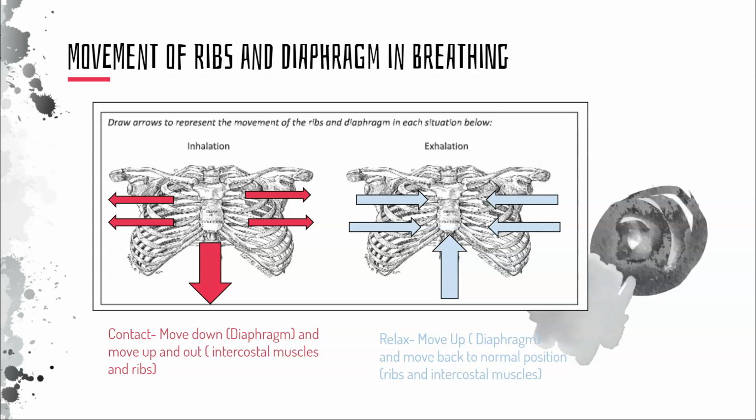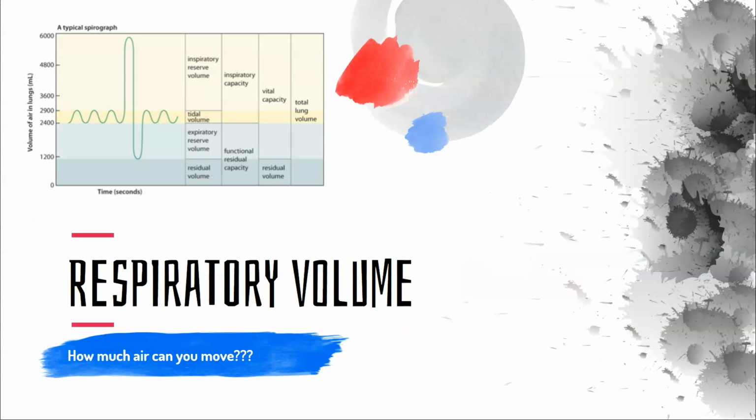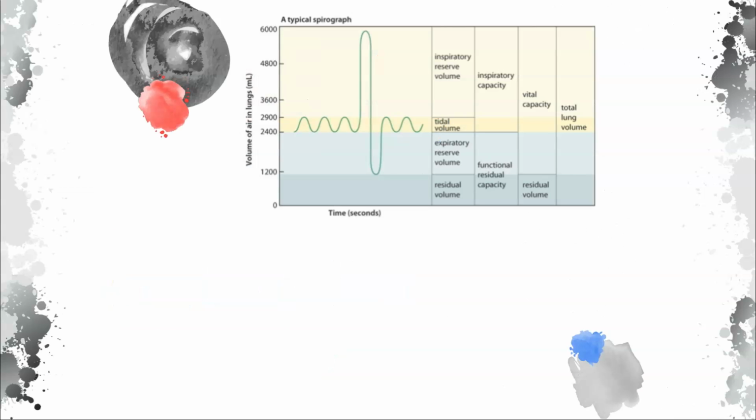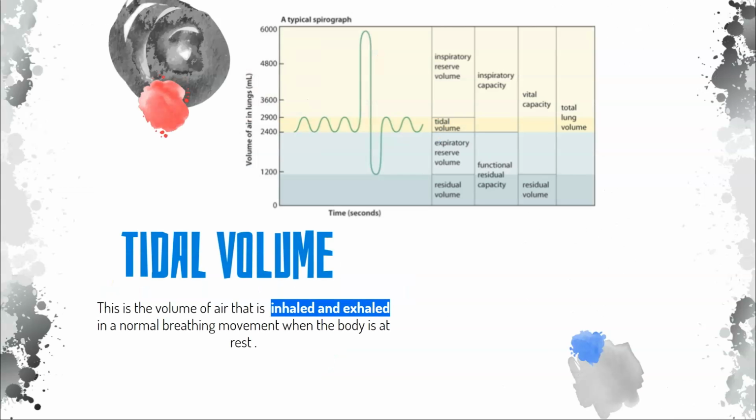But now we need to talk about how do we know how much air we move? And that is respiratory volume. So the picture you see at the top is a typical spirograph, done with a spirometer. Now you'll get a chance to see a video on how a spirometer works, but for now we're just going to talk about the theory behind it. So what we're going to start with is looking at this graph. You have to fill in a few pieces of information.